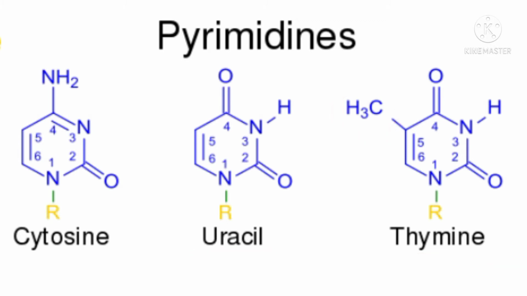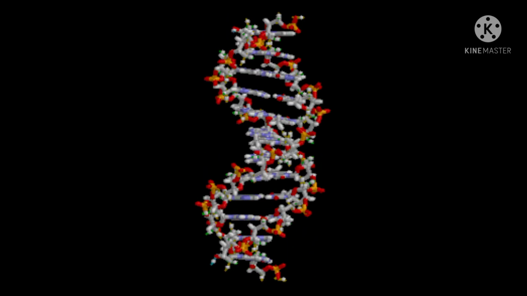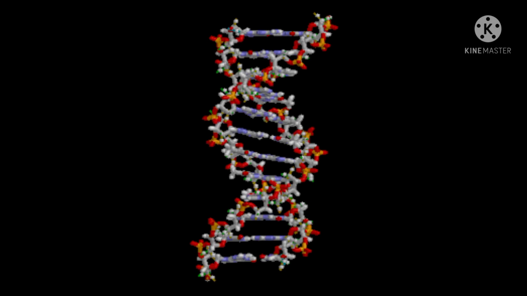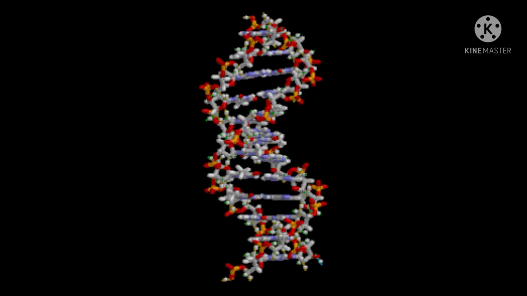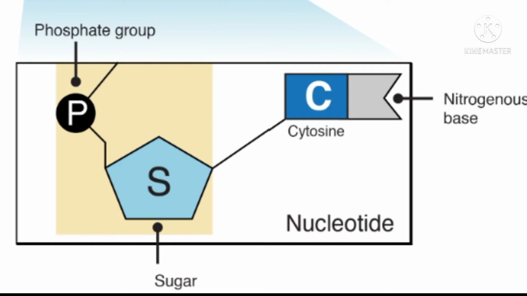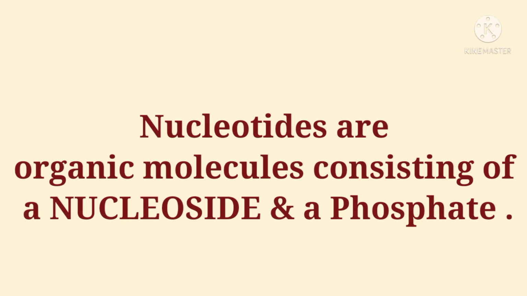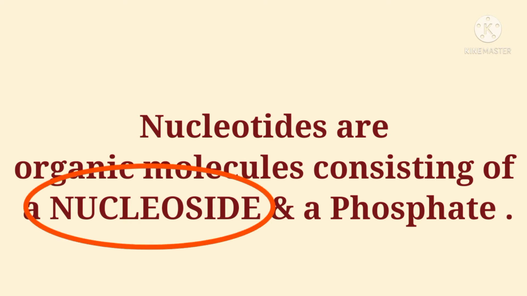The aromatic nature of the rings, that is, flatness, is important in the organization of bases within the helix, which allows the bases to stack uniformly within the helix. This stacking protects the chemical identity of the bases. We learned what is a nucleotide and what are all the parts of a nucleotide. We can also define nucleotide as organic molecules consisting of a nucleoside and a phosphate.